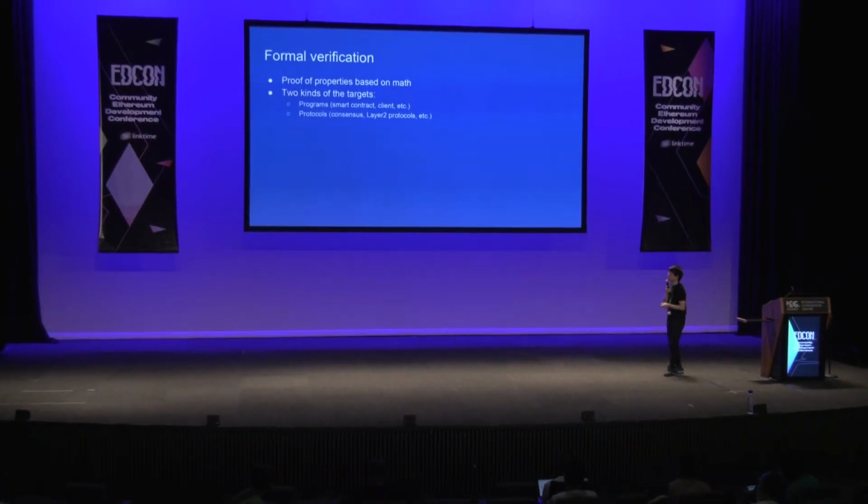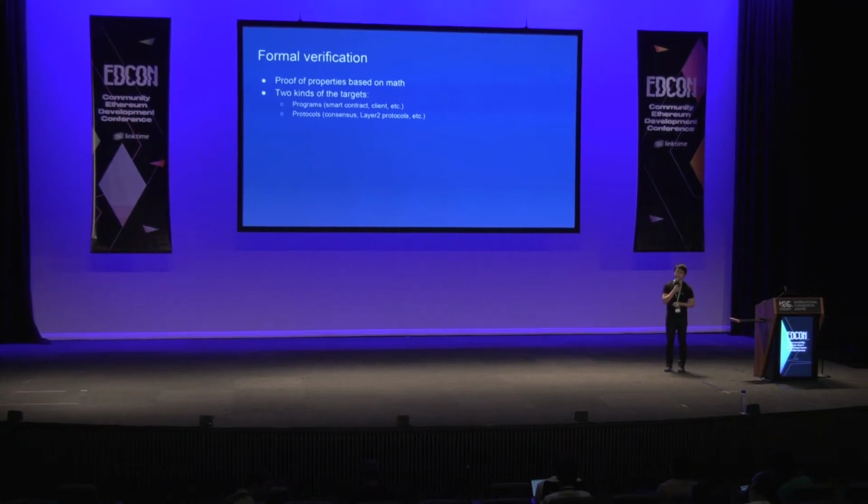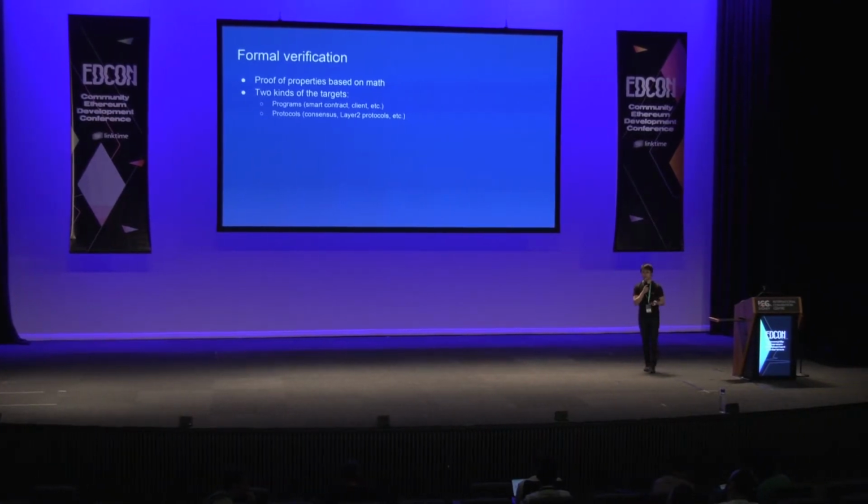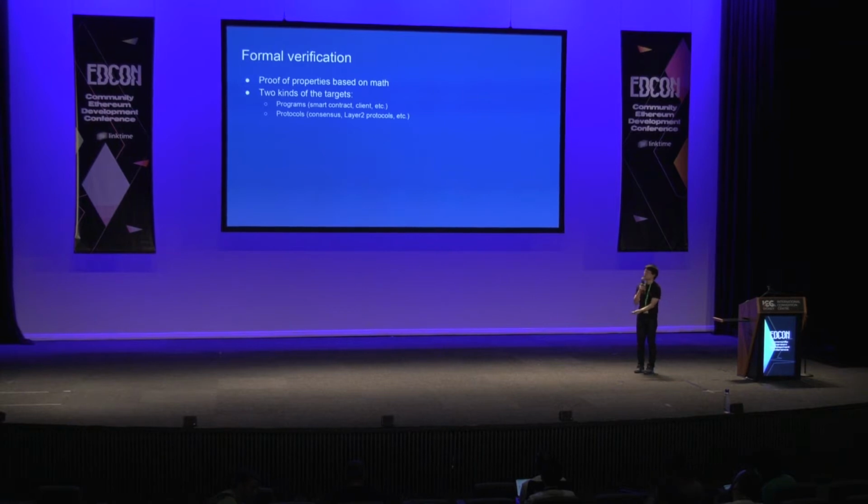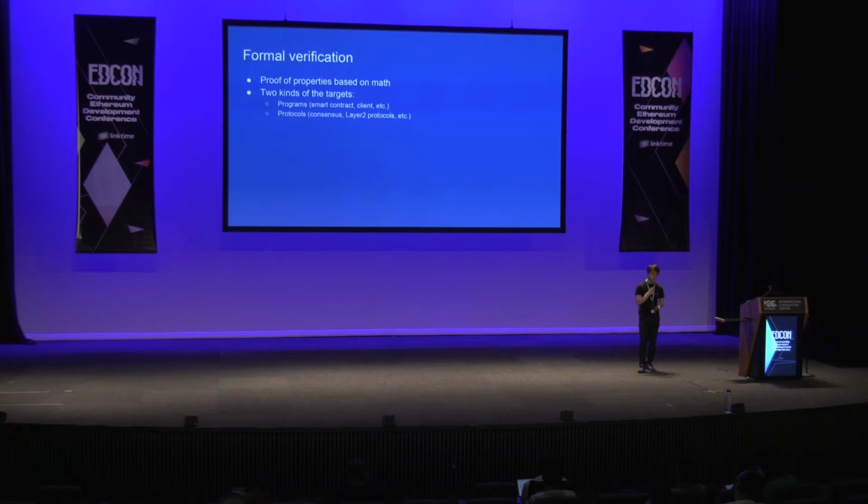So first, what is formal verification? Formal verification is a way to prove properties based on math. And there are two kinds of formal verification. First one is the formal verification of programs, which is relatively popular in the Ethereum community, like the formal verification of smart contracts and of programs in the client software. And today I will talk about the formal verification of protocols, of consensus protocols.